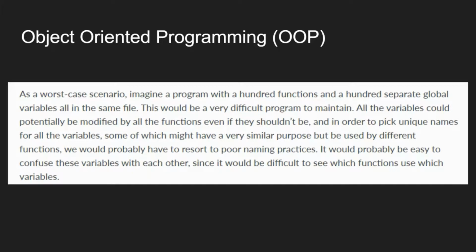So worst case scenario, imagine a program with hundreds of functions and hundreds of separate global variables in the same file. It'd be really difficult to maintain. All the variables could be modified by functions that maybe shouldn't be modifying them. And every time you want to make a new variable, you'd have to think of a new name that doesn't already exist, or you might end up using one that already exists and creating a massive bug in your program. It'd be really easy to confuse all these variables with each other, and it'd be difficult to see which functions use which variables because your program would be so massive.